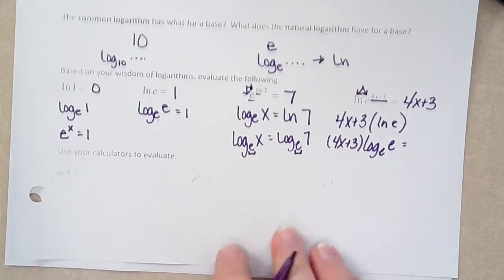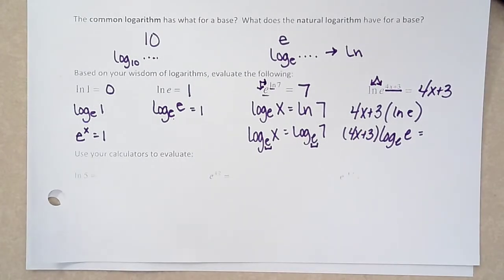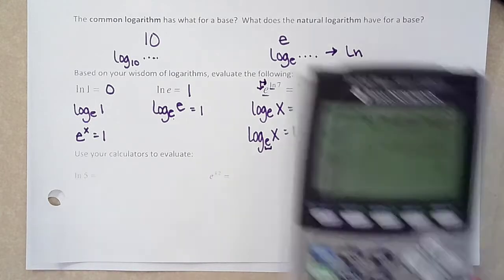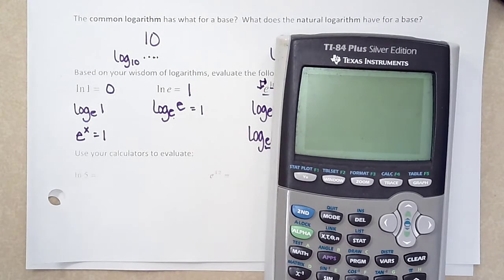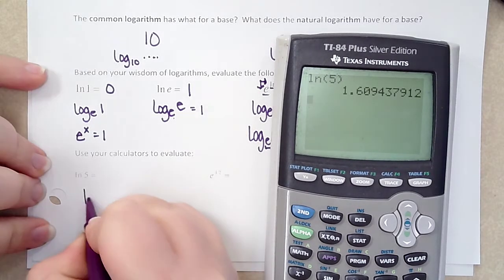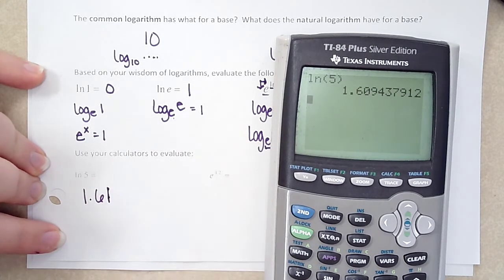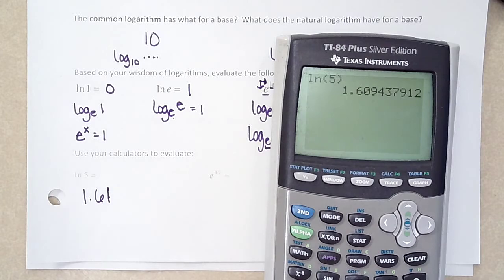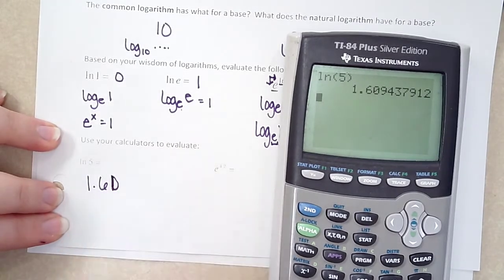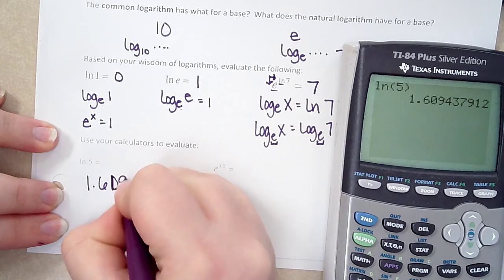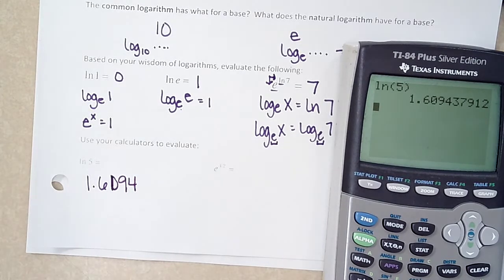But there's not always going to be these nice changes that we can make. Sometimes we're just going to have to put it into our calculator to evaluate it. And it's really nice because all the scientific calculators should have ln. When I put in ln of 5, I get 1.6094. I do prefer 4 decimals. I like to round it nicely if I can to that second decimal, but not this time.